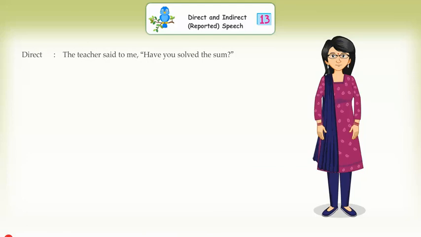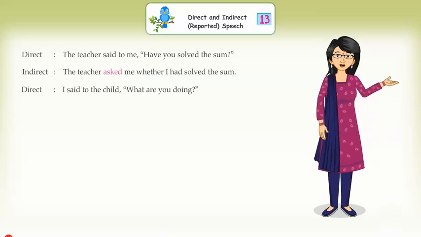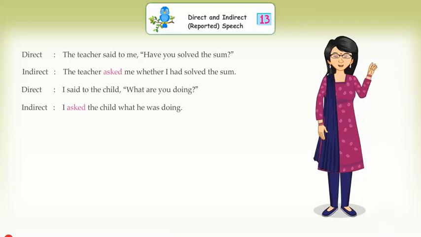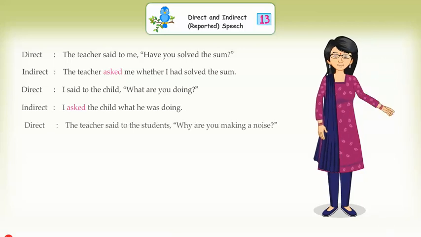Direct, the teacher said to me, have you solved the sum? Indirect, the teacher asked me whether I had solved the sum. Direct, I said to the child, what are you doing? Indirect, I asked the child what he was doing.